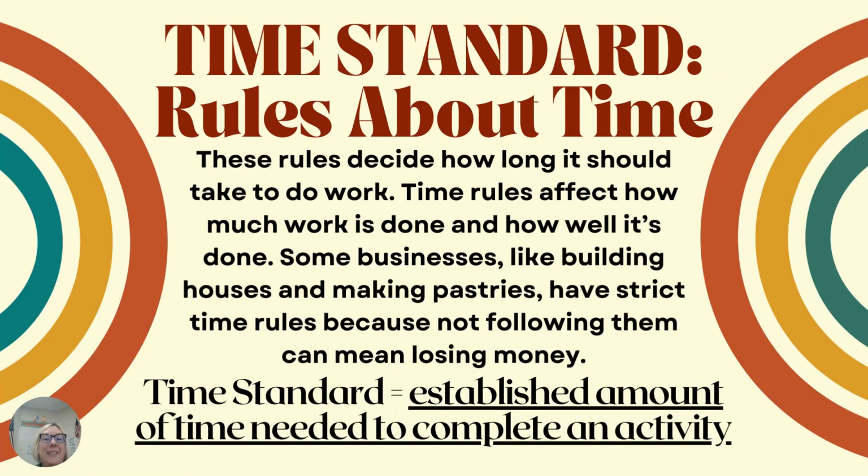Next one, time standard, rules about time. So these rules decide how long it should take to do the work. So we have our quantity. Hey, we've got to get 50 bicycles out, right? Quality, we've got to make sure that everything's working. There's perfection and no errors, right? And now we have a time standard. Well, the time standard that the manager gives about those bicycles is you have to have 50 done in a day. Okay. So we have to have it done by the end of the day. You've got 8 hours to do it. Okay. So, how long it should take to do the work.